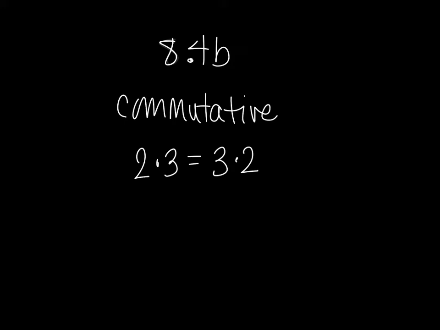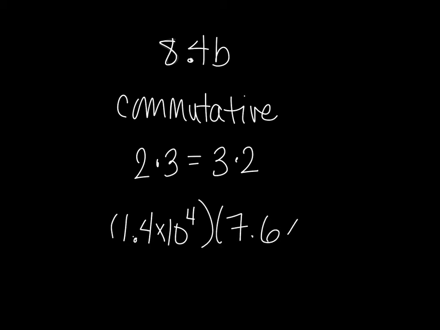So let's look at this. So I have 1.4 times 10 to the 4th. That's my first scientific number. And I'm going to multiply that times 7.6 times 10 to the 3rd power.